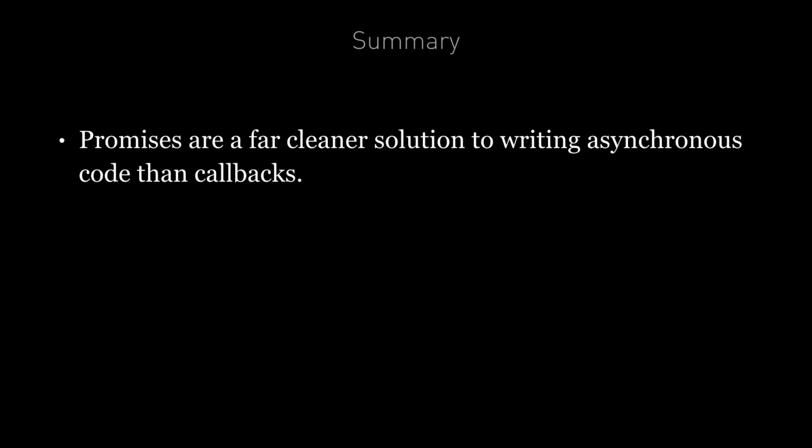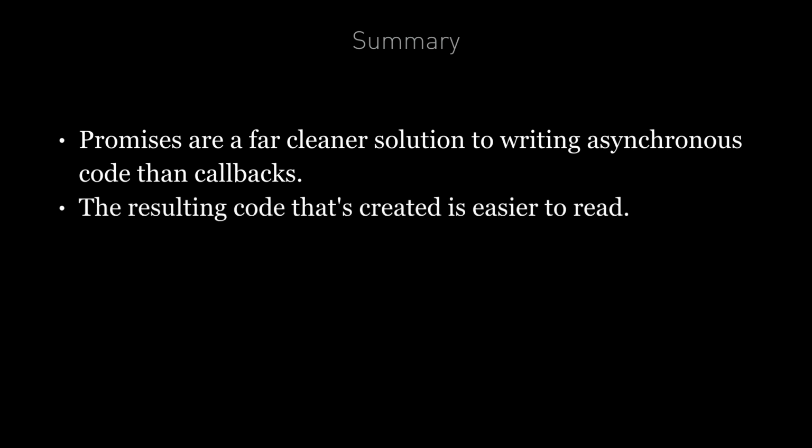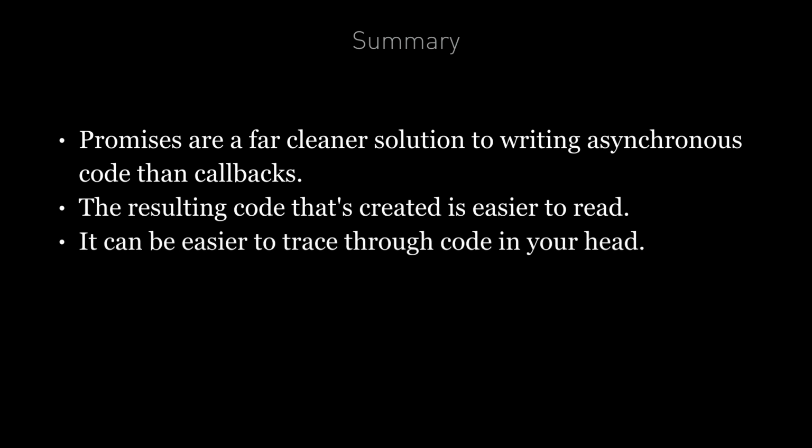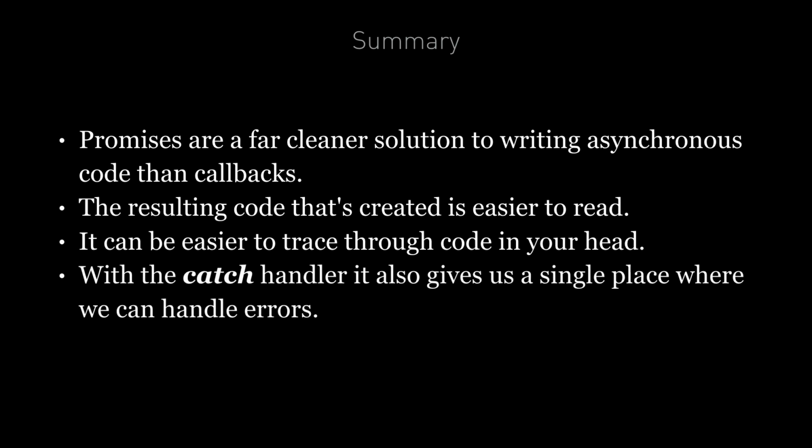So in summary, promises are a far cleaner solution to writing asynchronous code than callbacks. The resulting code that's created is easier to read and is often written in the order the application will execute the code. So with callbacks, we often have to jump to different lines of code in our application as we're tracing through what's going on. When using a promise chain, it's fairly clear what's going on and the code is being executed more or less in the order that it's written in on the page. And that makes it easier to trace through code in your head. And with the catch handler, it also gives us a single place where we can handle errors.